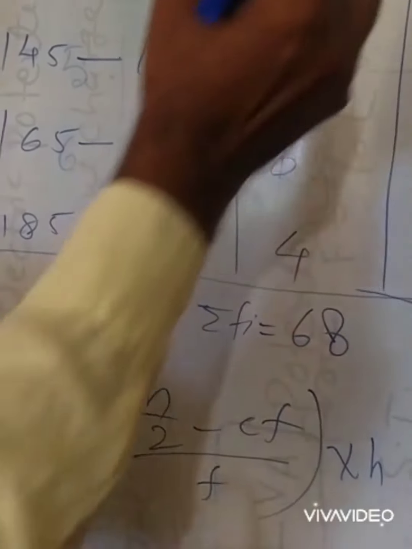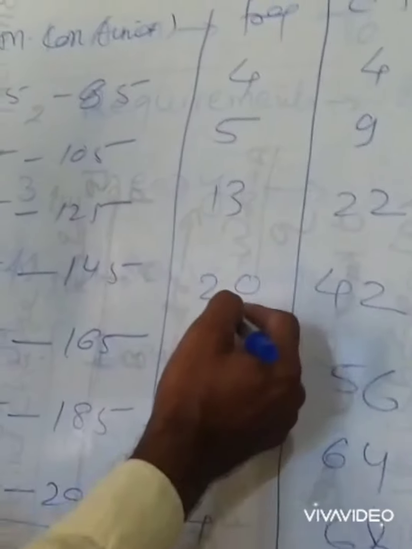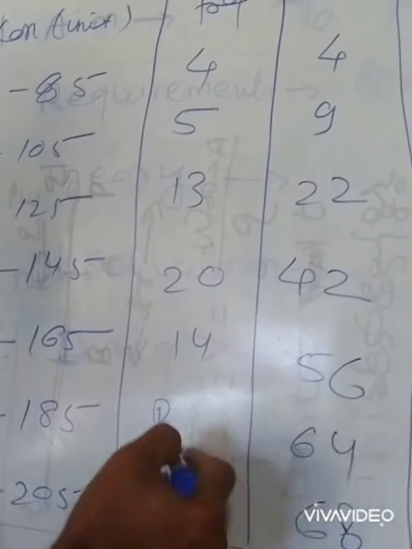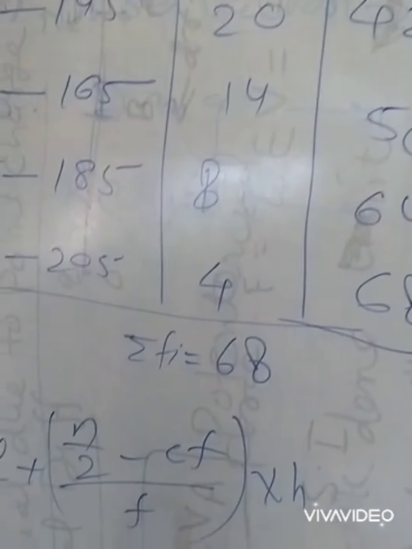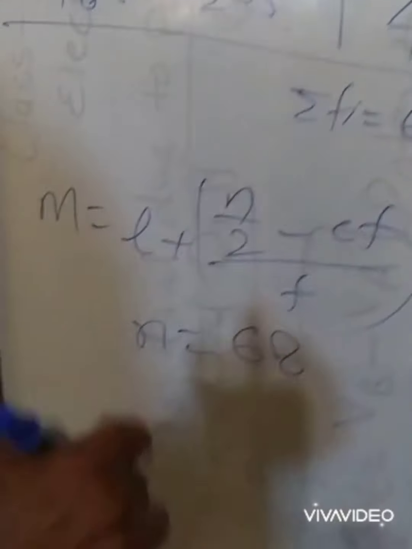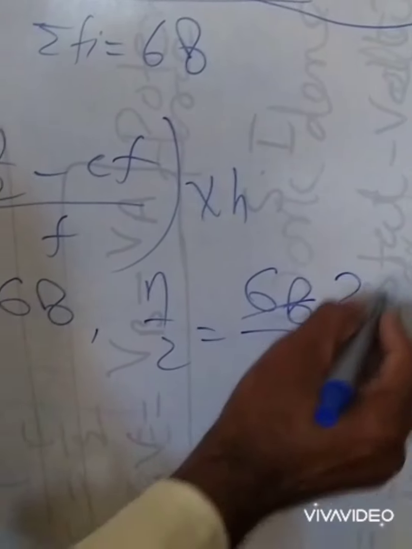Clear? So once again: 4, then 5 makes 9, 9 and 13 makes 22, 22 and 20 makes 42, 56, 64, and this is our 68. So see that n is equal to 68, which is even. So we will find out n by 2. This is n by 2, 68 upon 2 will be 34.